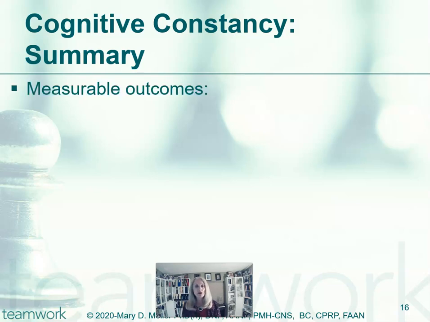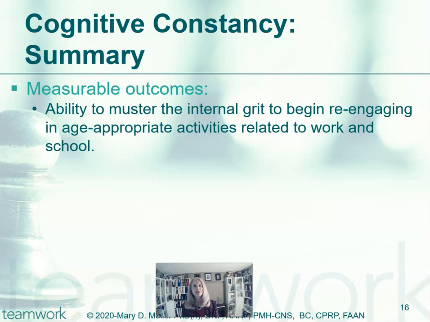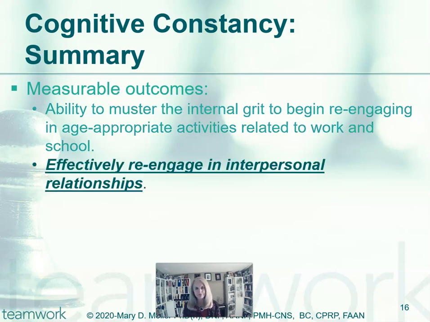So we have measurable outcomes that I define as the ability to muster the internal grit to begin, not achieve, begin re-engaging in age-appropriate activities related to work and school. And effectively re-engage in interpersonal relationships by initiating and maintaining conversation.